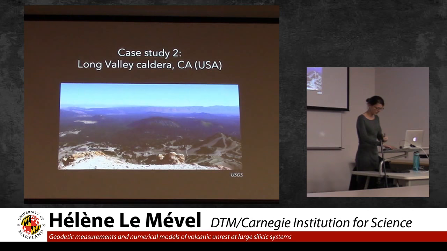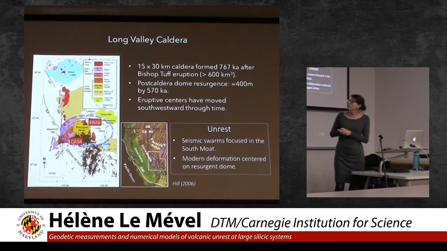All right, quick introduction. Long Valley Caldera is located here in the eastern escarpment of the Sierra Nevada. It is about 15 by 30 kilometers, here outlined in blue. It was formed 767,000 years ago, following the famous eruption of the Bishop Tuff. And there is here in yellow a resurgent dome. This resurgent dome has been uplifted by about 400 meters, starting after the caldera forming eruption and up to 570,000 years ago.